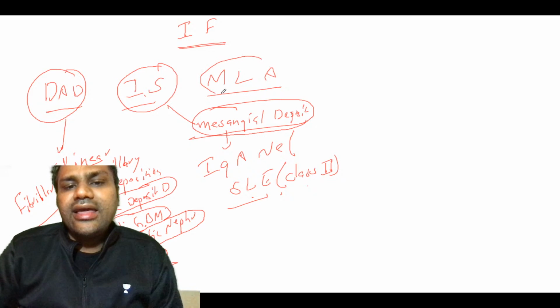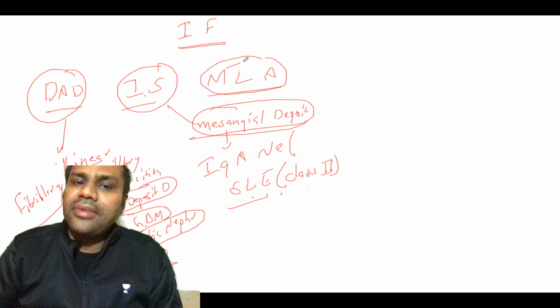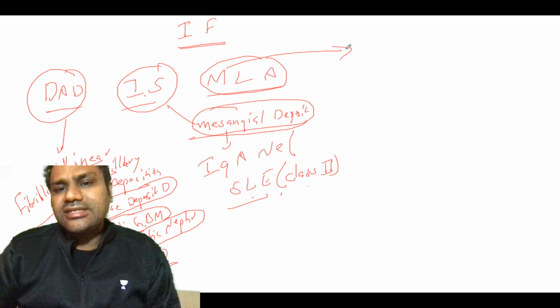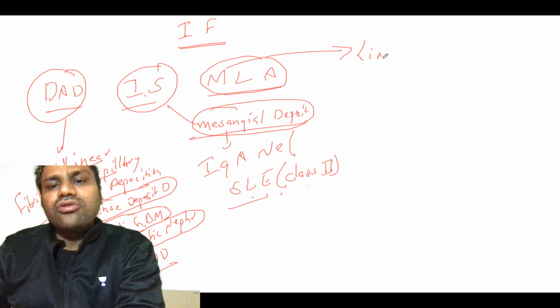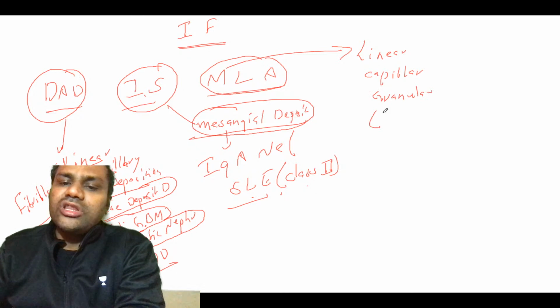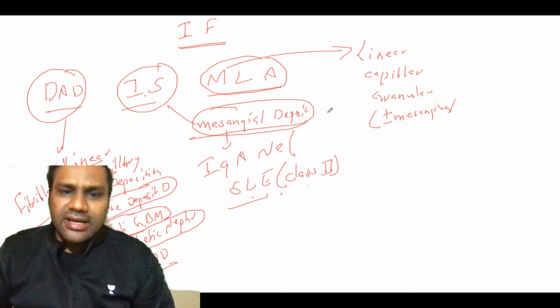Now this MLA has two parts, that is M and L. M and L is basically granular, linear capillary, granular. Now this can be with or without mesangium, so there can also be deposition in the mesangium.